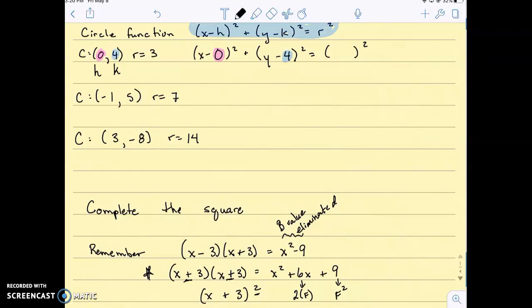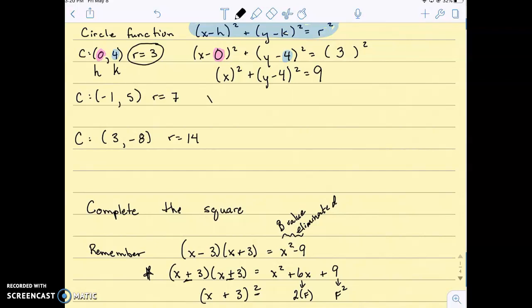The last thing that we were going to do is plug in R. So we substitute the 3 for R. Now what we want to do is we want to simplify this equation a little bit. Since x minus 0 is just x, we're going to have x squared plus y minus 4 squared, and then 3 squared is 9. There you go. You're done. Let's do the next one together.